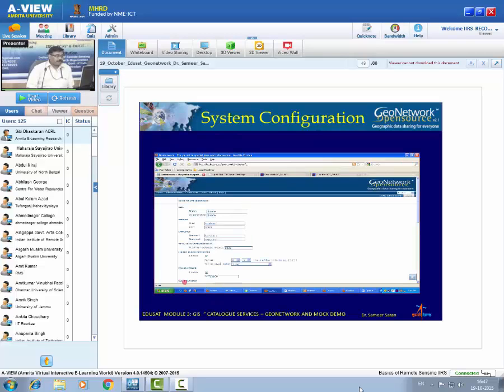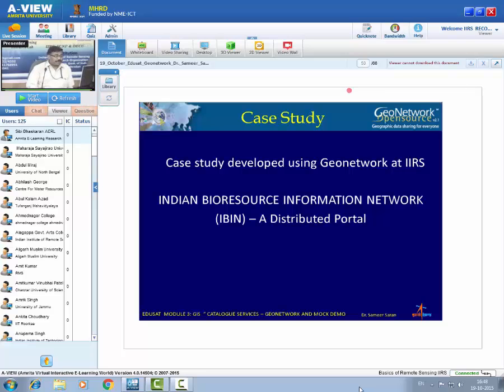So this is the system configuration. You can provide the system configuration. If you are working in an intranet, you can provide the private IP, but if you are working on the internet, then you have to make use of the public IP so that it can be accessed and all the nodes get connected.